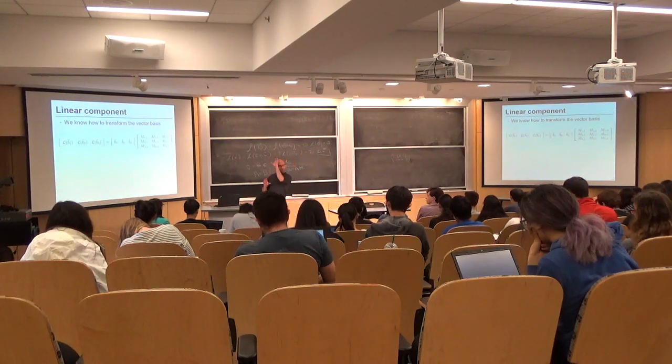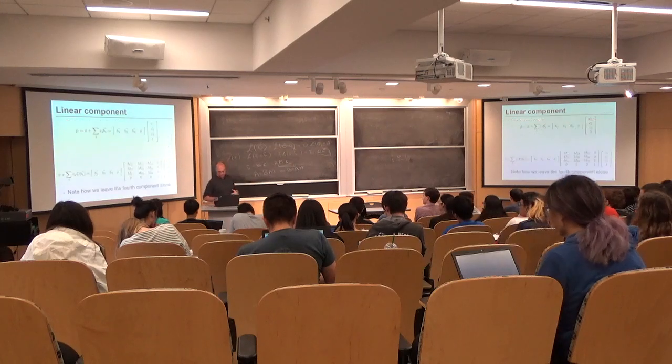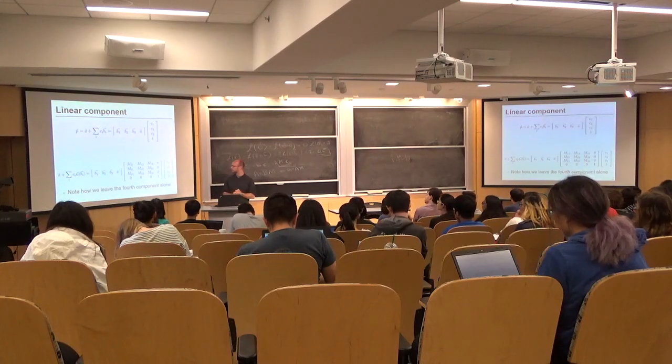So really the upper left 3 by 3 block of these 4 by 4 matrices can be understood as the linear part, like what you're doing to your basis. And that's what you see here.